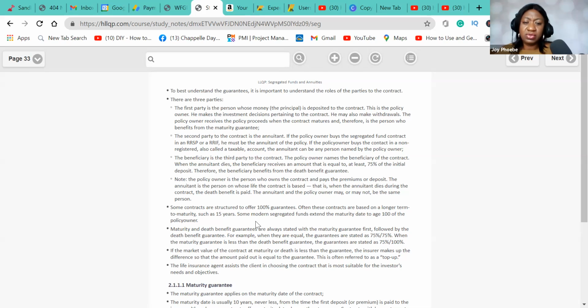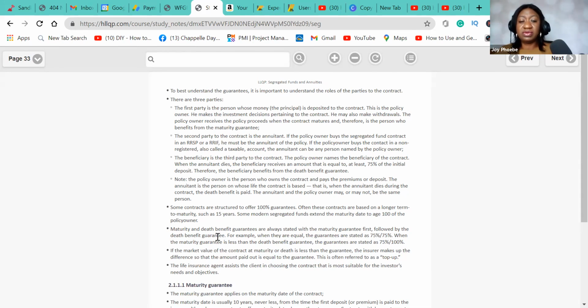Some contracts are structured to offer a 100% guarantee. Often these contracts are based on longer maturity terms. Typically the maturity time horizon is 10 years, and typically the guaranteed amount is 75%, but there are some contracts that provide 100%, and oftentimes those contracts that provide 100% guarantees are usually structured on a longer term basis, longer than 10 years. You'll be looking at 15 years and more.